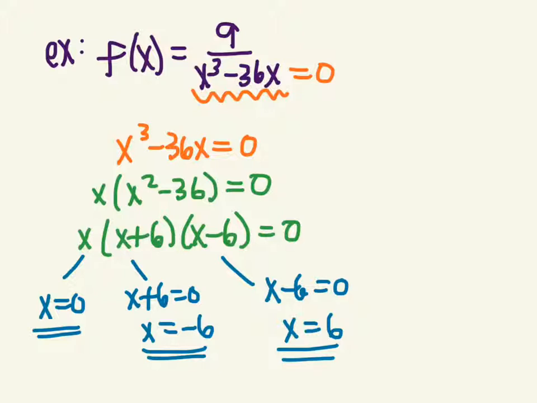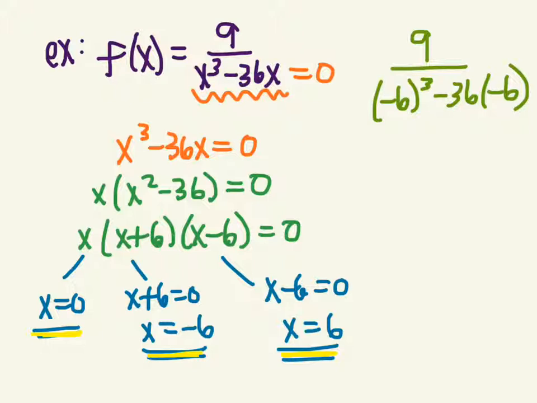So these three values, 0, -6, and +6, all three of them would cause you to have an undefined value in your denominator. So for example, if I choose one of them, the -6, just to show you, if I take -6 and plug it into the original function and simplify, you'd have 9 over -6 cubed, which is -216, and then -36 times -6 would give you a +216. So when you simplify that, that would give you 9 over 0, which is an undefined value.